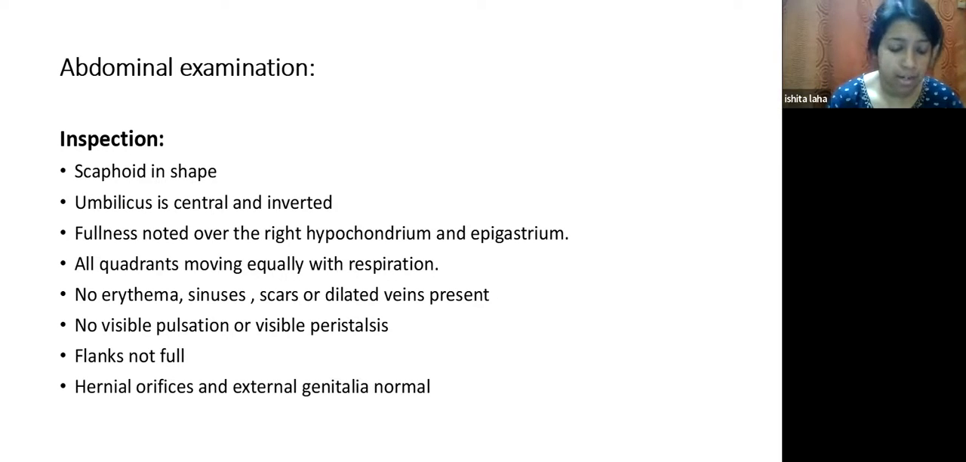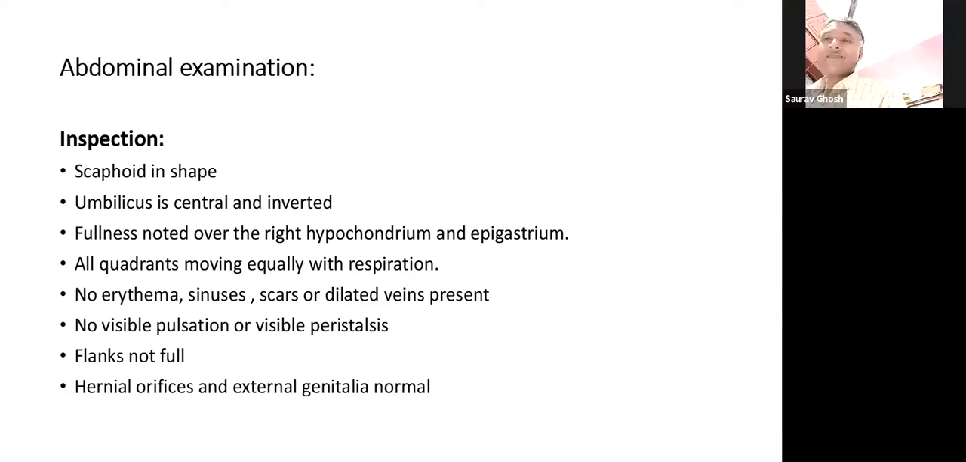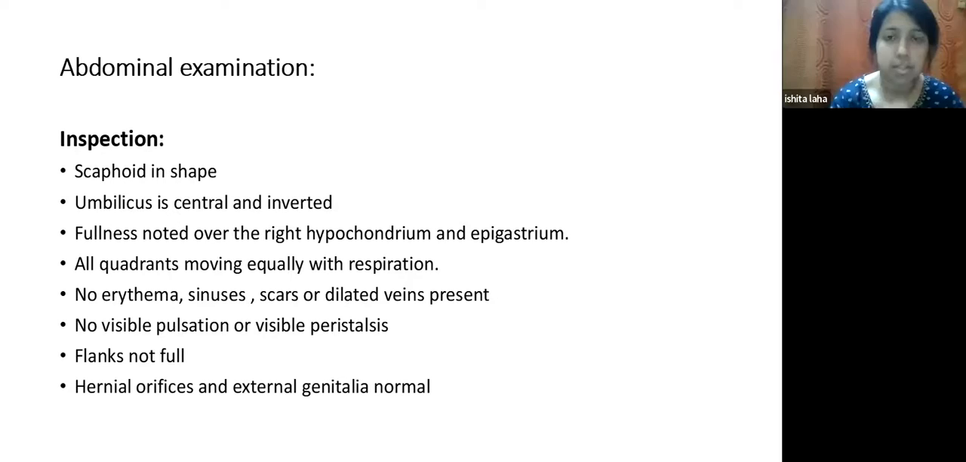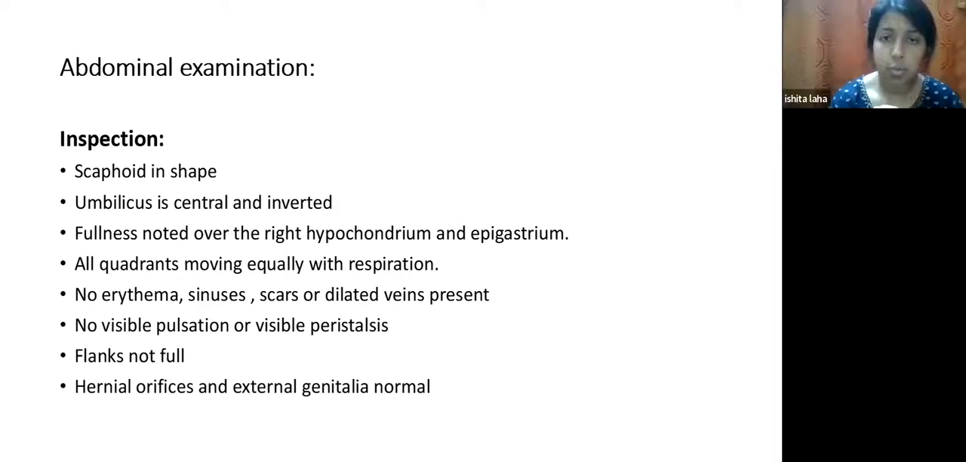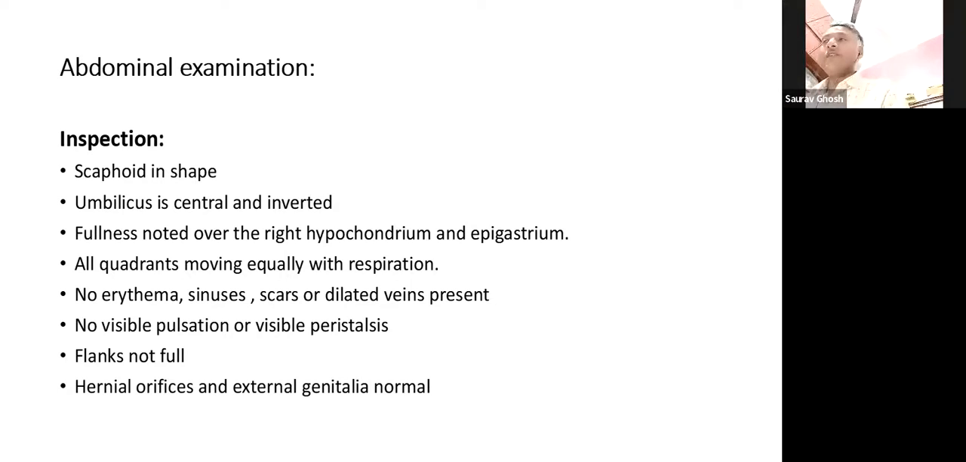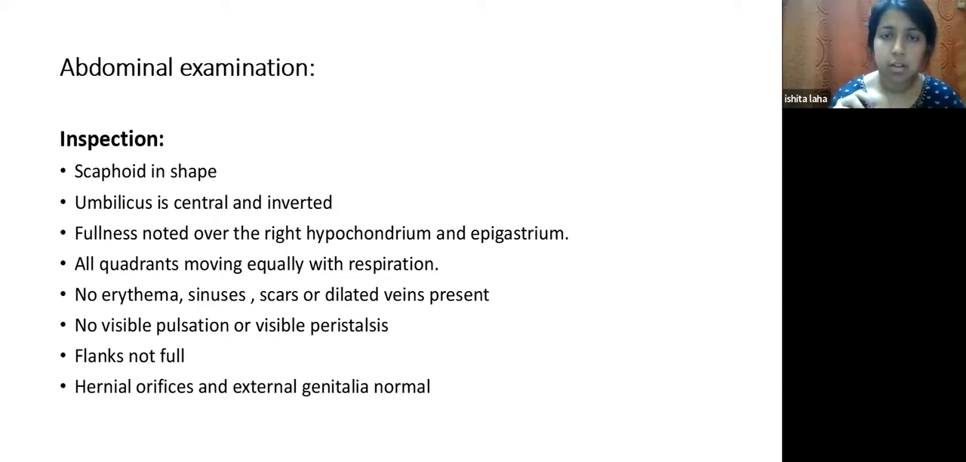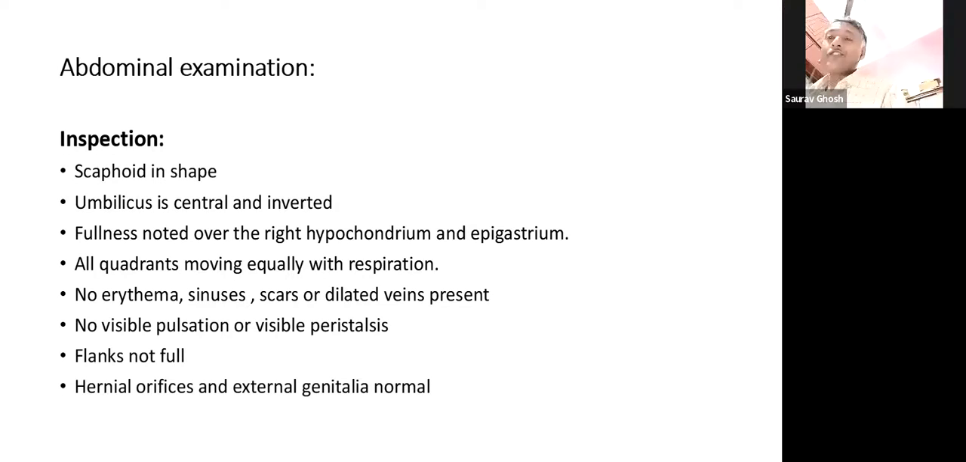Segment in the right side, sir. In the right side, we have segments 5, 6, 7, 8. Very good. So after segment, what is the next higher level? These segments unite to form? Sir, the lobe. No, between lobe and segment there is another level. Sector. Correct.